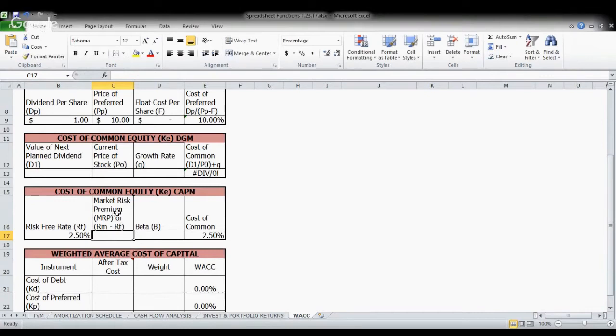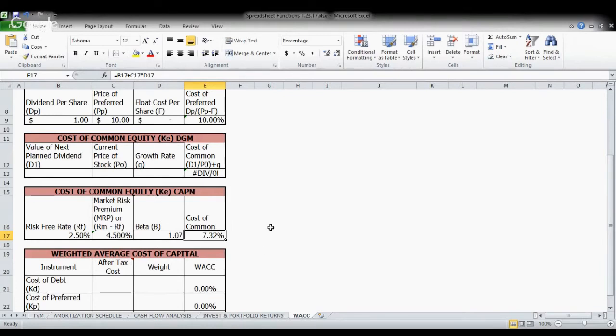And the market risk premium that we'll have is going to be the market rate minus the risk-free rate. So let's just say right now the market's returning 7%. But we need to take a risk-free rate out of that. Let's say that we have a beta of 1.07, a stock that is not too awful volatile, and that's going to give us a cost of common equity of 7.32%.